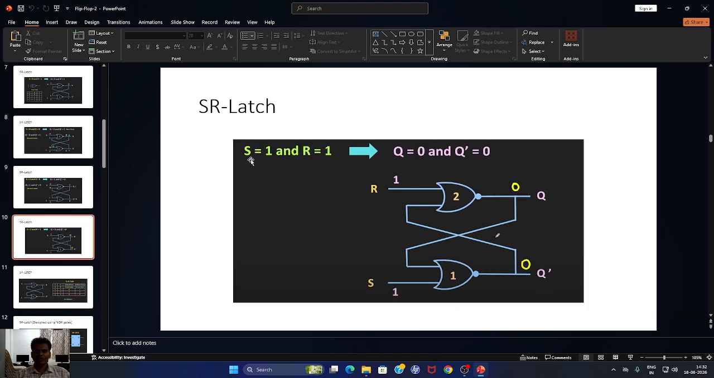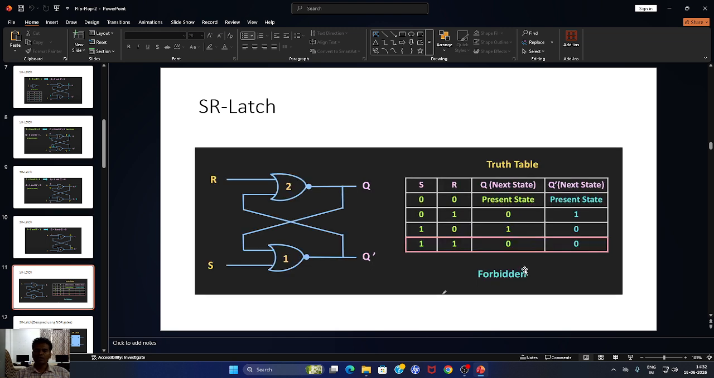And the last case is S equal to 1 and R equal to 1. This NOR gate output becomes 0, and this NOR gate output also becomes 0. Why? Because we know that in a NOR gate, if one of the inputs is 1, the output becomes 0. All the input combinations and their output values I consolidated in a table. That table we call the truth table.